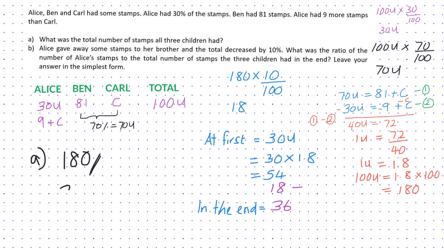So Alice had 36 stamps in the end, and the total number of stamps that all three children had at the end is 180 minus 18, which is 162. The highest common factor of 36 and 162 will be 18. So 36 divided by 18 would give us 2, and 162 divided by 18 would be 9. So there you have it. The answer for question B, the ratio in the simplest form, would be 2:9.